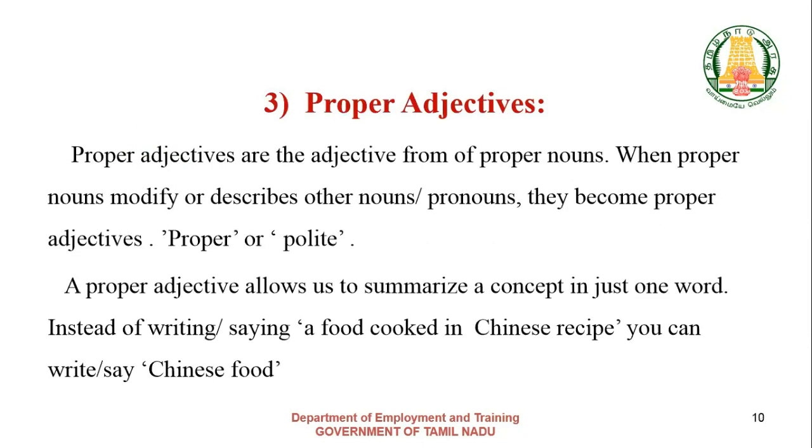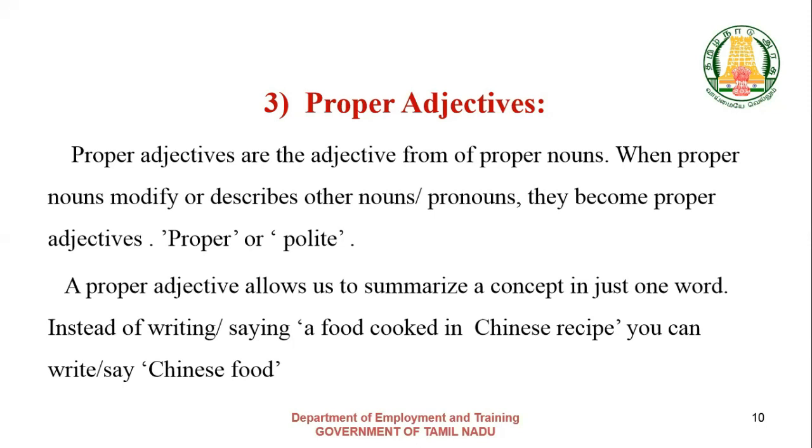The third type of adjective is proper adjectives. Actually, proper adjectives are the adjectives of proper nouns. When proper nouns modify or describe other nouns or pronouns, they become proper adjectives. A proper adjective allows us to summarize a concept in just one word. Instead of writing or saying a food cooked in Chinese recipe, we can directly say Chinese food. Yes, Chinese food. Here, food is a noun. Chinese is a proper noun. Actually, that specifies the noun food, so it becomes a proper adjective.